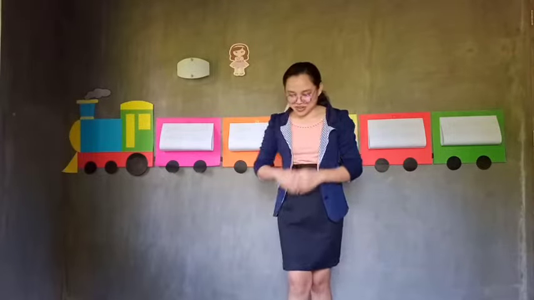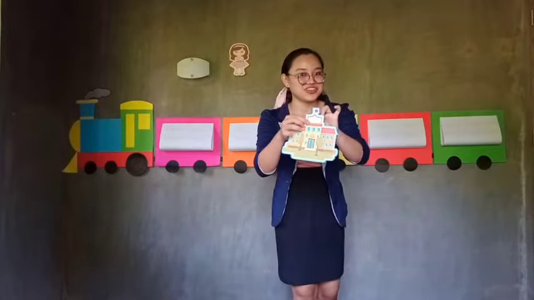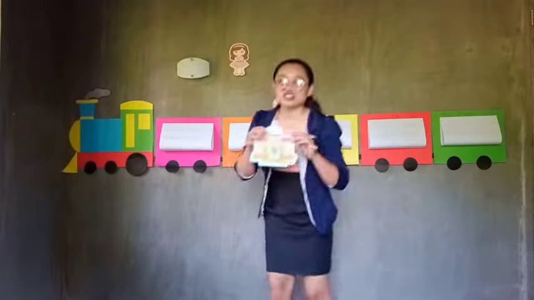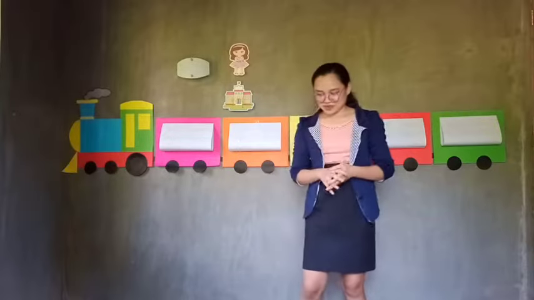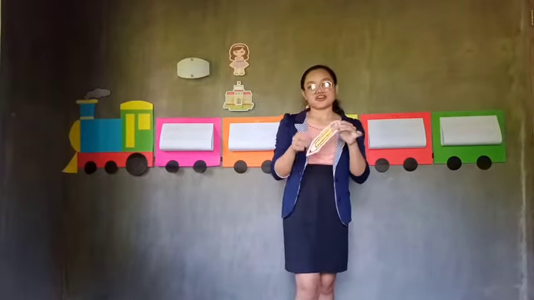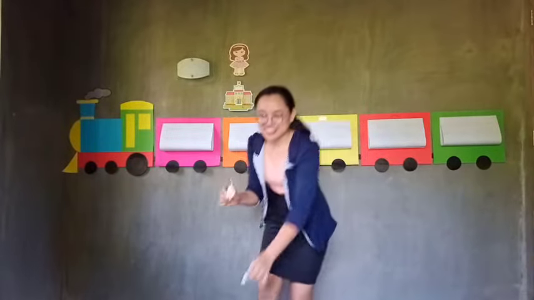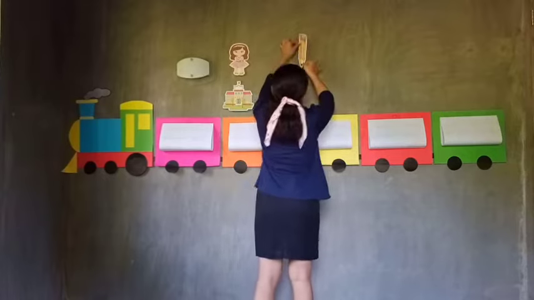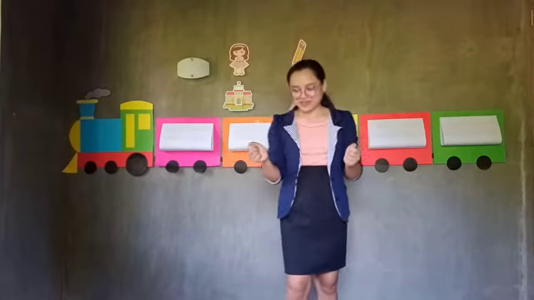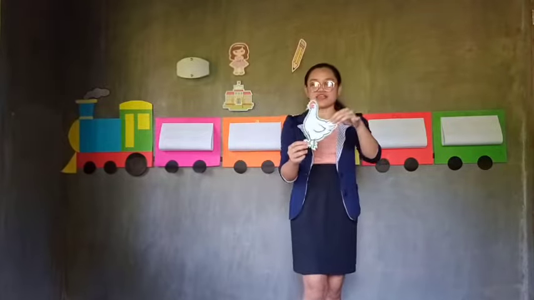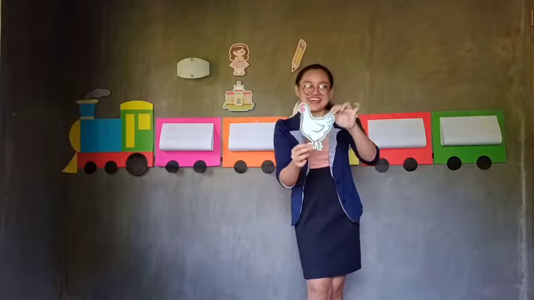This is a girl. Another. What is this picture? Very good. This is a school. Another. What is this picture? Very good, Jill. This is a pencil. Another, I have here, what is this picture? Very good, Angel. This is a chicken.